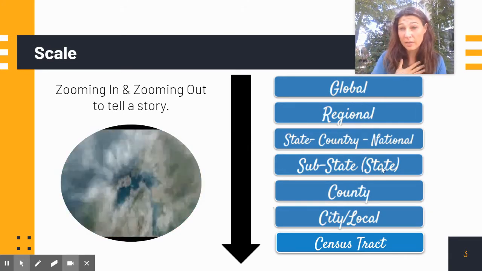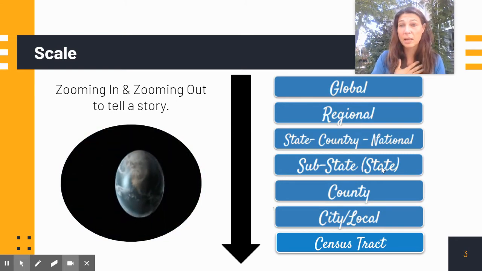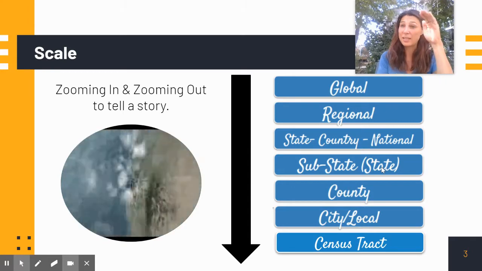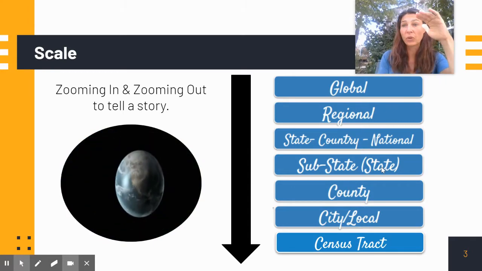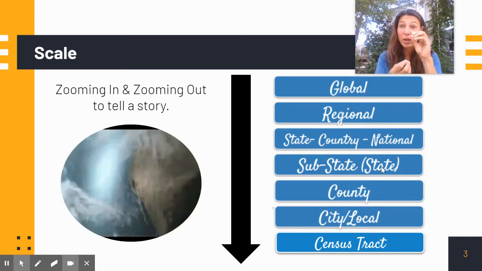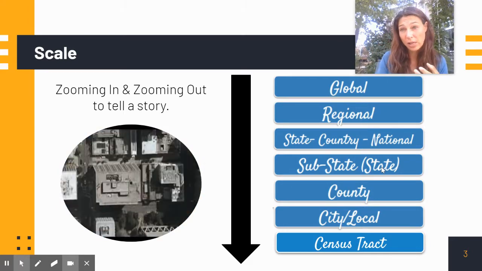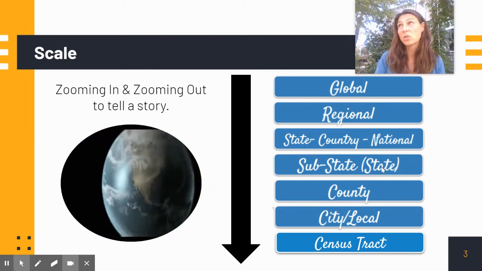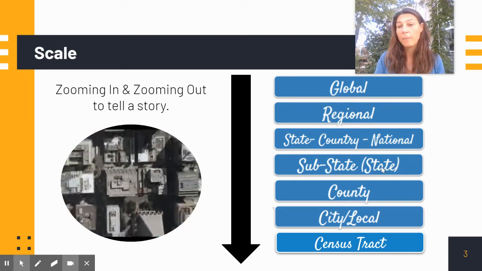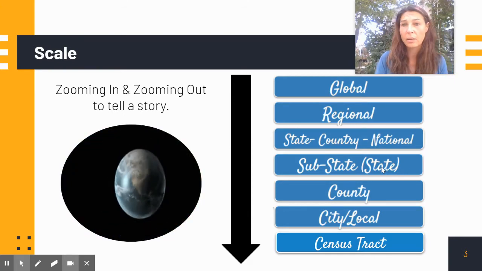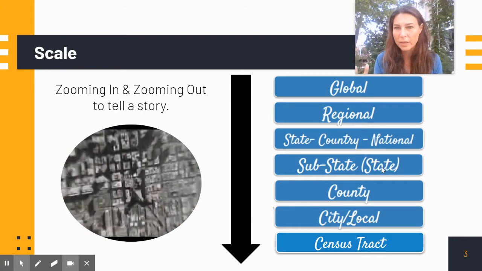Substate would be, for us, as an example, below the state, below the national level. So you might be looking at a map at just the state level, looking at what's going on here in Illinois. County: you can break up the state of Illinois into counties and get a little bit more detail on what's happening in those counties. City or local, so again, St. Charles, Batavia. And then the smallest scale that you might look at is a census tract, and I'm going to talk about this in a minute. It's like a neighborhood, basically.